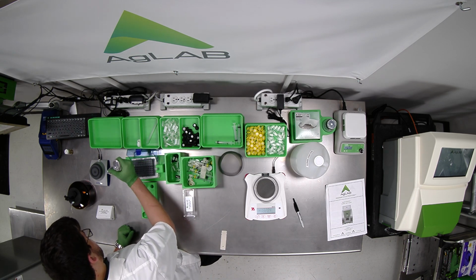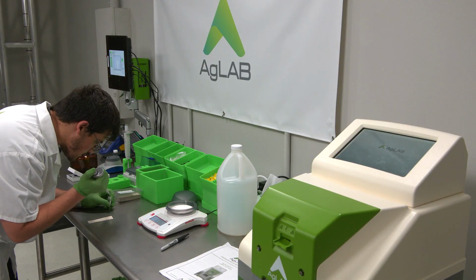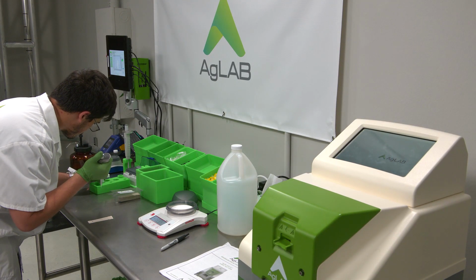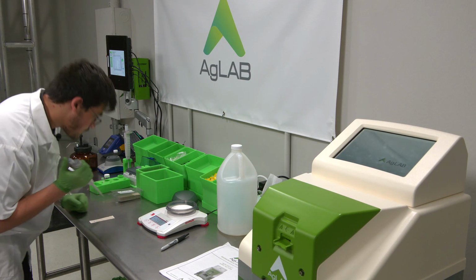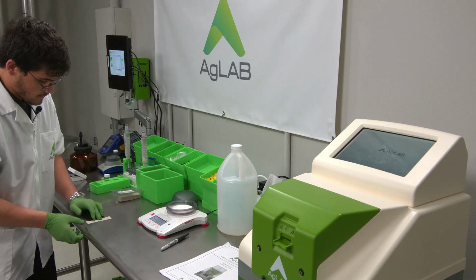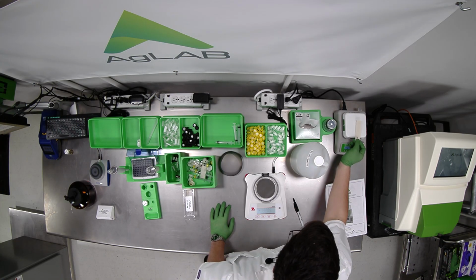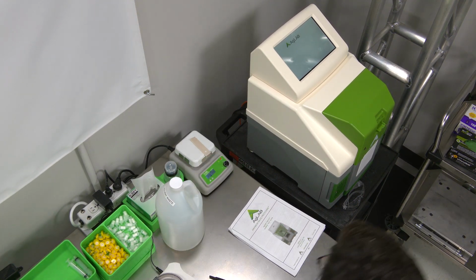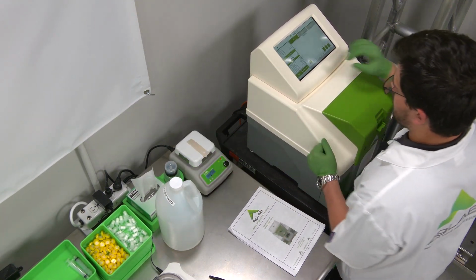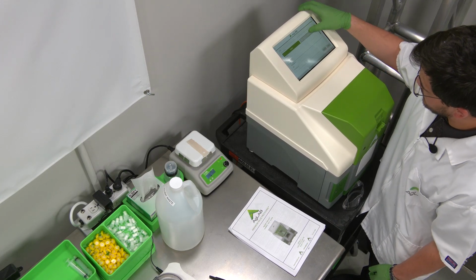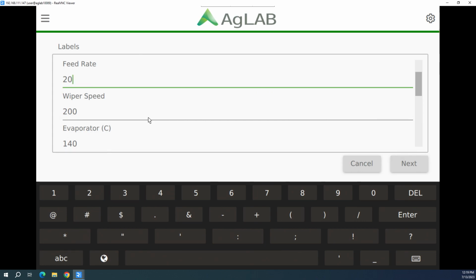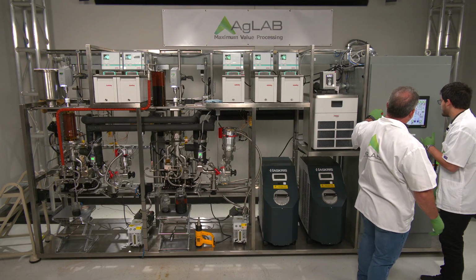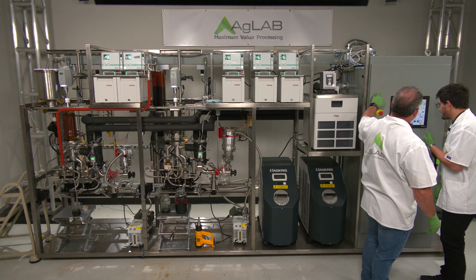5 microliter. Drop into the swab. Place it onto our 100 degrees hot plate. Okay, so now since it's tails, we're going to select the tail sample type. Our parameters. I'm going to tell them to you. Yeah, I need to get used to where these are. I forgot.